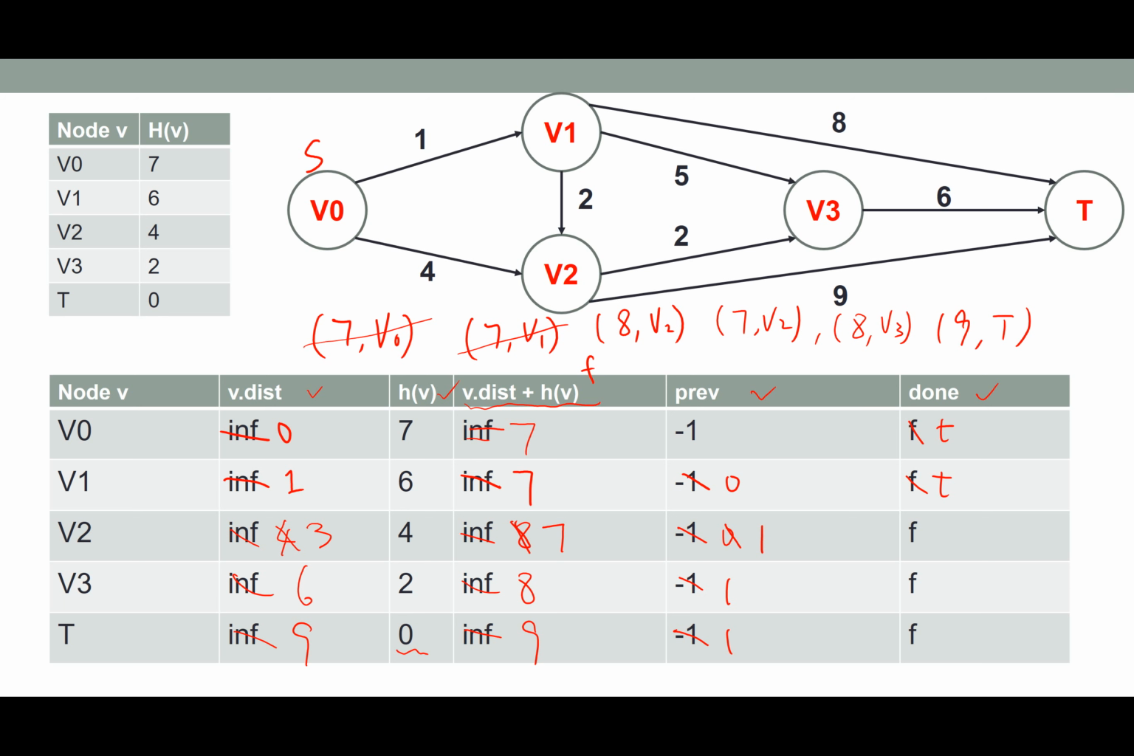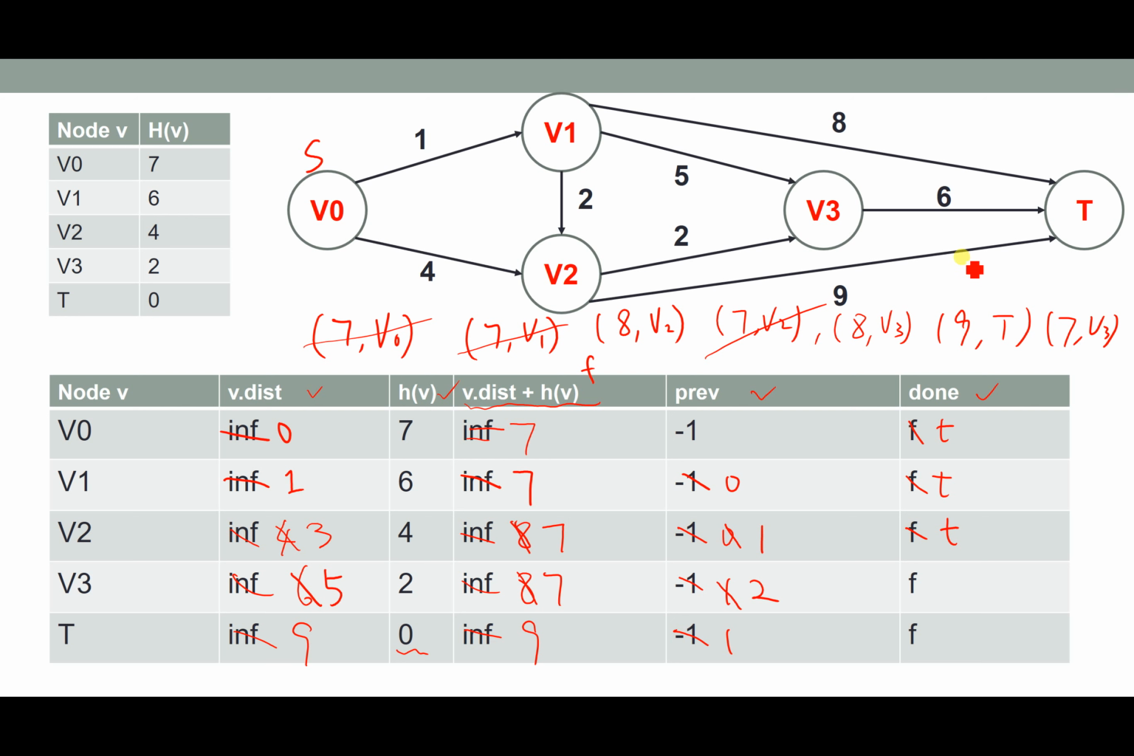Now we'll dequeue the next one, which is the smallest, which is v2. So v2 is done. We look at all the neighbors of v2. We have v3 and t. For v3, v3's current value is 6. v2 is 3. The distance between v2 and v3 is 2. So 3 plus 2 is 5. So we have an update over here. And this one is updated to be 7. This one is updated to be 2. Because there is an update in here, we will enqueue v3 in here.